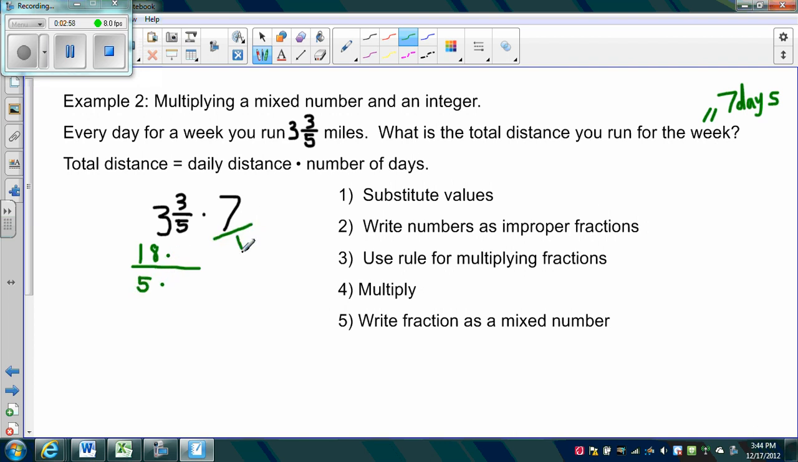times 7 is the same thing as 7 over 1. In this case, there's nothing we can do to simplify it. There's no common factors. So in this case, 18 times 7 is 126 over 5. And then we can simplify this fraction. So we can write it as a mixed number. So 25 and 1/5 miles is how far you're going to run at the end of the week if you ran 3 3/5 miles each day. So that's an example. Same thing as before, you just have to do one extra step of making an improper fraction.